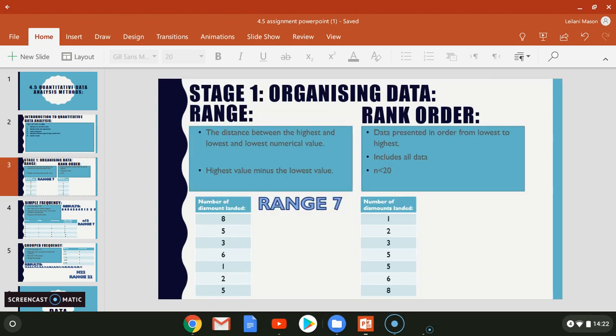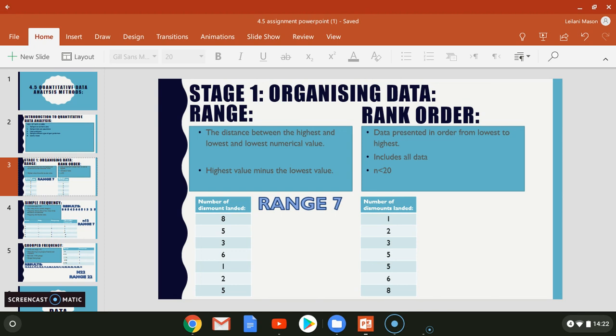Range. Range is the distance in numerical value from the highest number point collected and the lowest value collected. So range could be worked out by the highest value minus the lowest value.